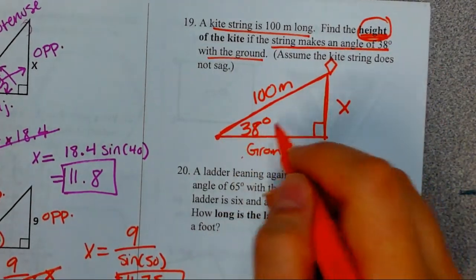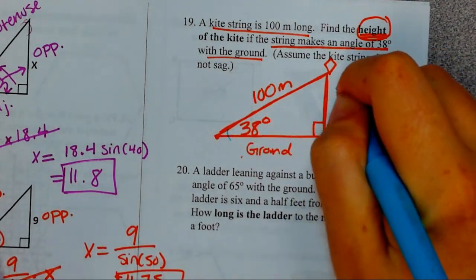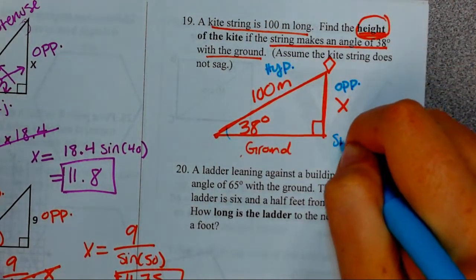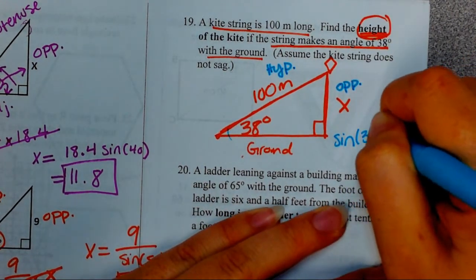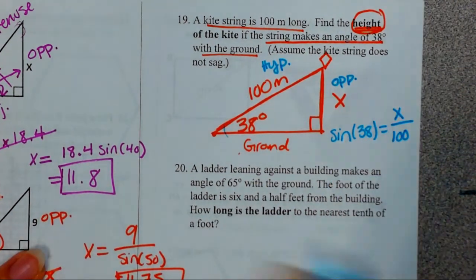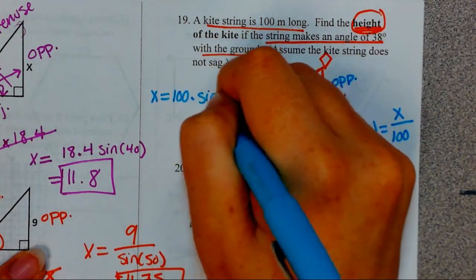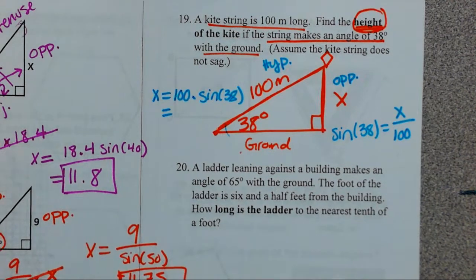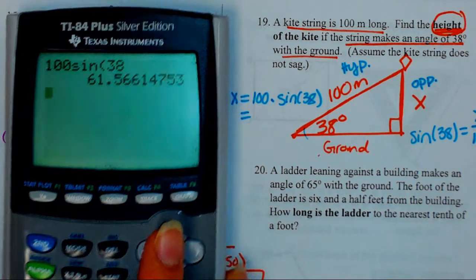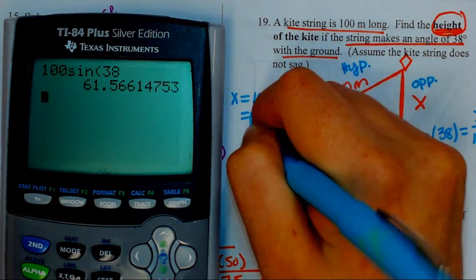All right. So, using this, okay, here's our angle. So this is our opposite side. This is our hypotenuse side. Opposite and hypotenuse means to use sine of 38 is equal to opposite over hypotenuse. X is on top, which means when we solve for x, we're going to end up multiplying 100 times the sine of 38. And that gives us about 61.57. Okay.